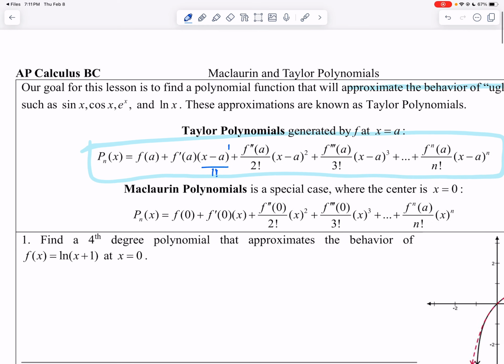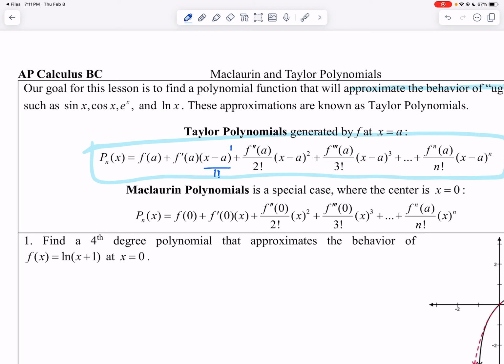Now, this might be a good idea to memorize the first couple of factorials. So 1 factorial is 1, 2 factorial is 2, 3 factorial is 6, 4 factorial is 24, and 5 factorial is 120. Will you need 5 factorial? Probably not. Maybe we'll stick with the first 4 in terms of memorizing them. So 1, 2, 6, and 24.